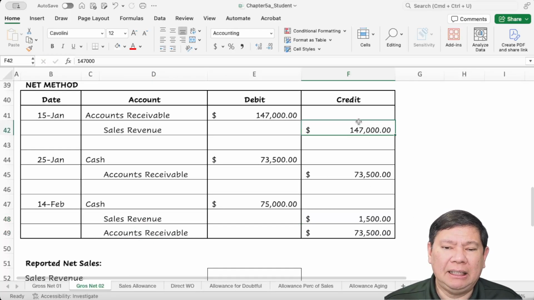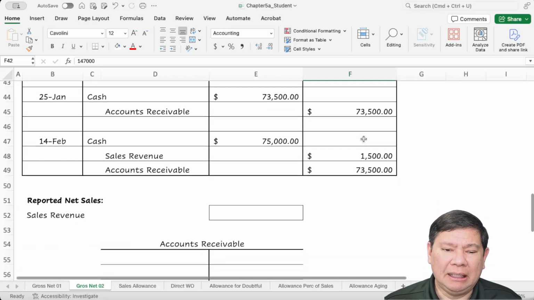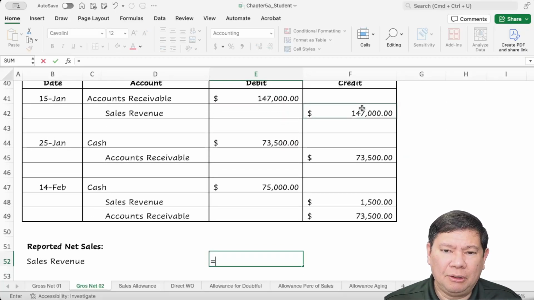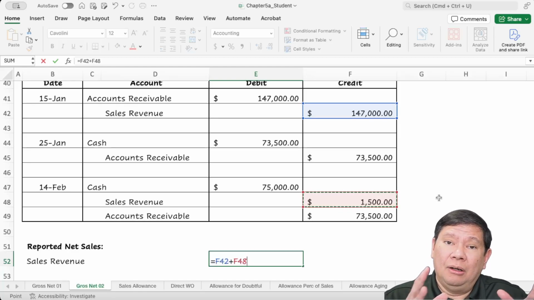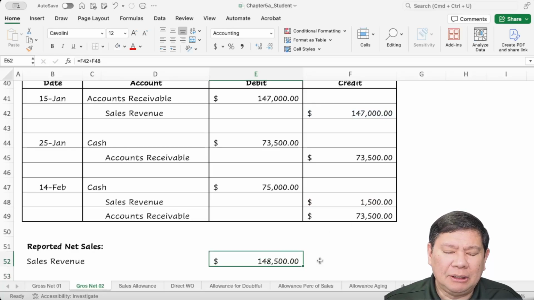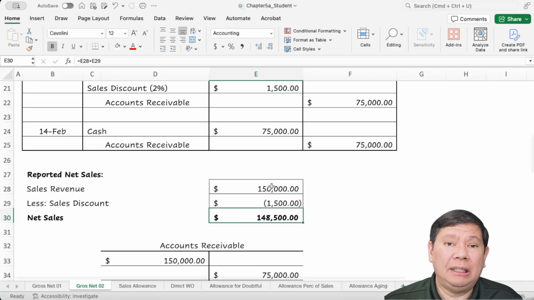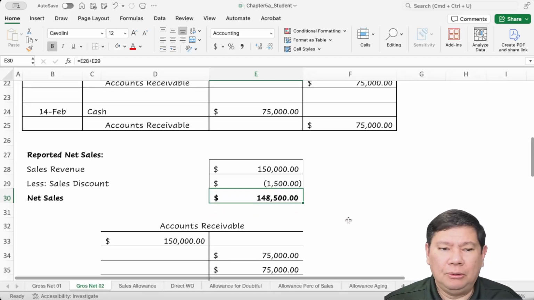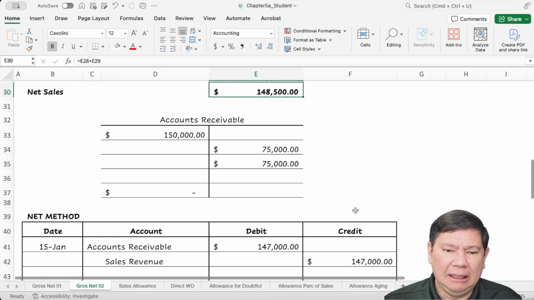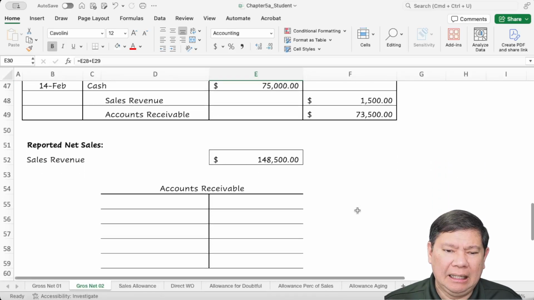Otherwise, our sales revenue would be $147,000. So the sales revenue is going to be the $147,000 originally recorded plus the discount that is not taken for the second $75,000 payment, $148,500, and that's what we recorded using the gross method as well. So the amount of net sales reported on the income statement will be the same whether you use the gross method or net method.